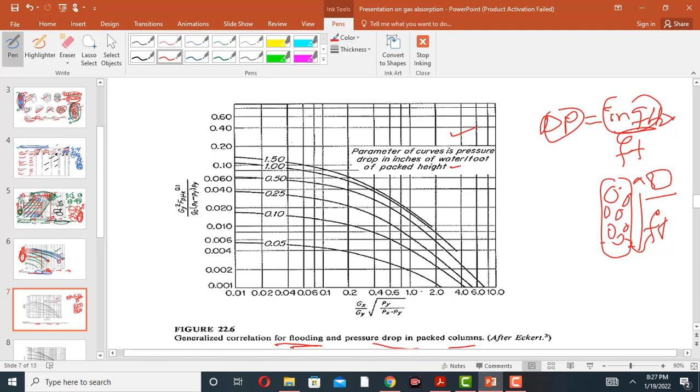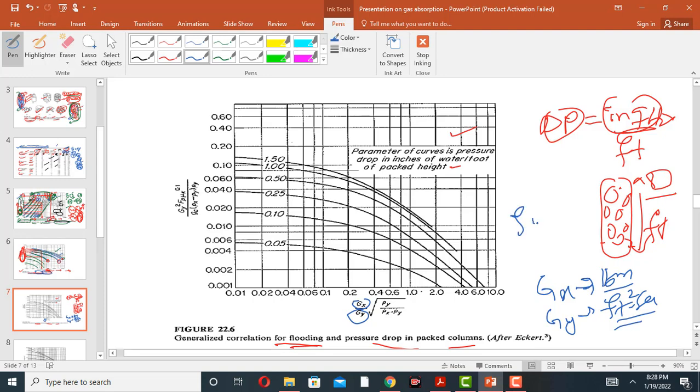Now the Gx and the Gy are the mass flux for the liquid and gas. This Gx and this Gy. The unit of Gx and Gy is lbm per foot square into second.